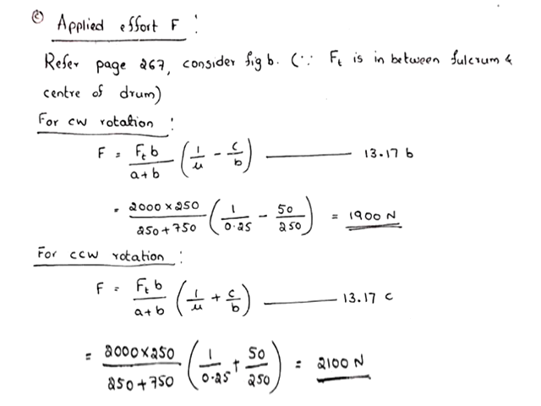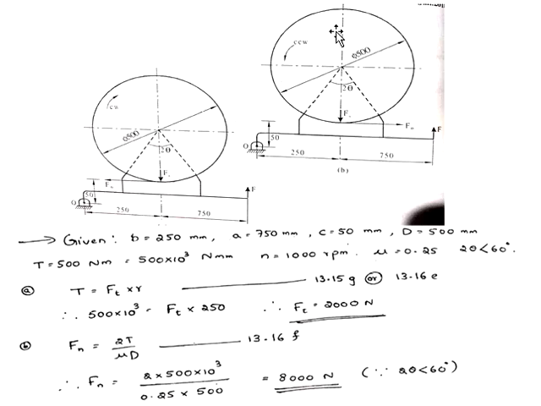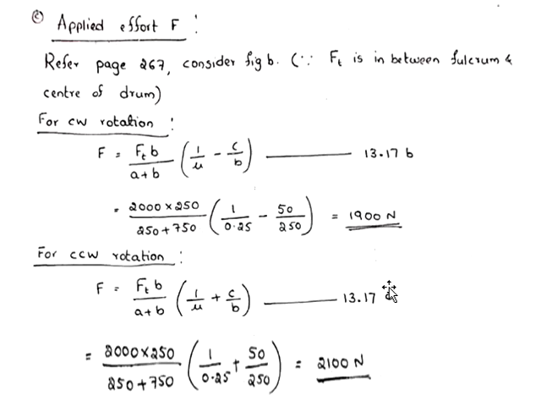In counterclockwise rotation, the direction of rotation is upward. The direction of force is also upward. That means the direction of force and direction of rotation are the same. Then refer to the data handbook. In the data handbook also, for counterclockwise rotation, the direction of rotation and direction of force are the same. Therefore, consider equation 13.17c. From 13.17c, you can find out F needed for counterclockwise rotation.